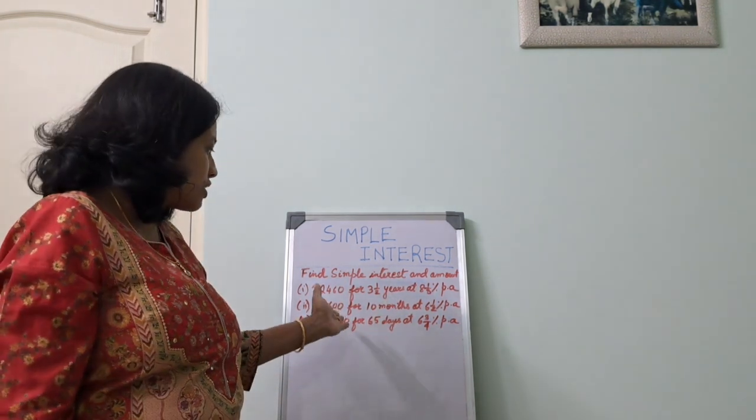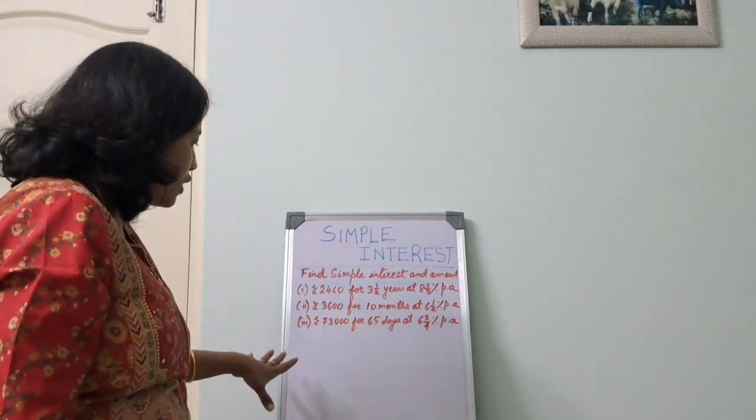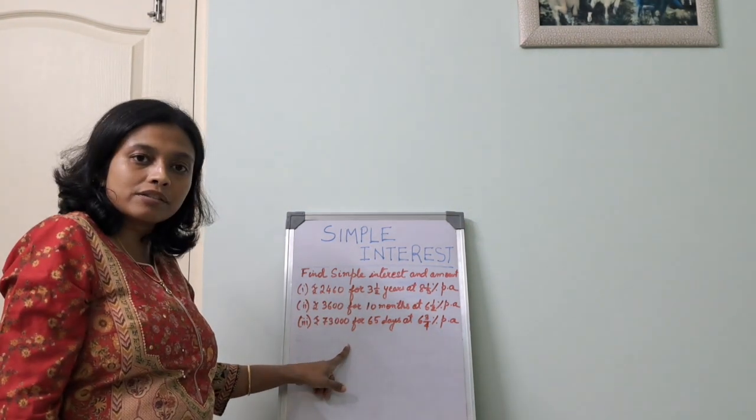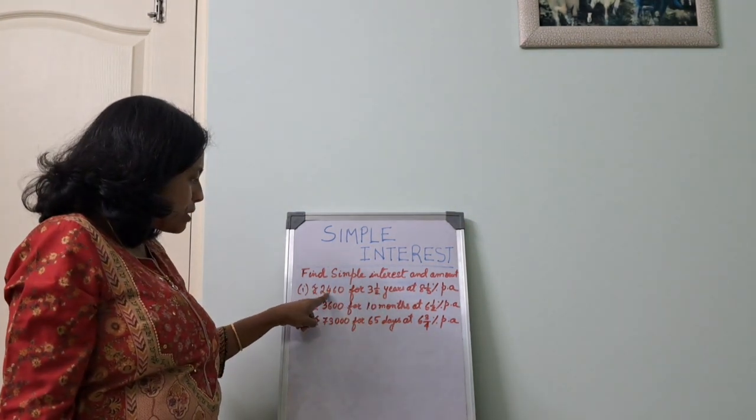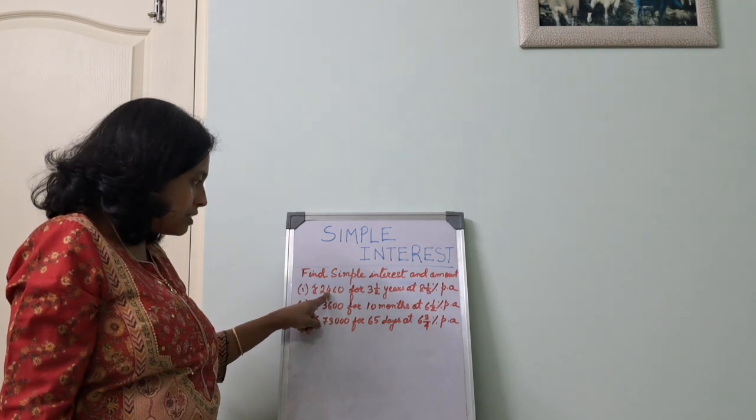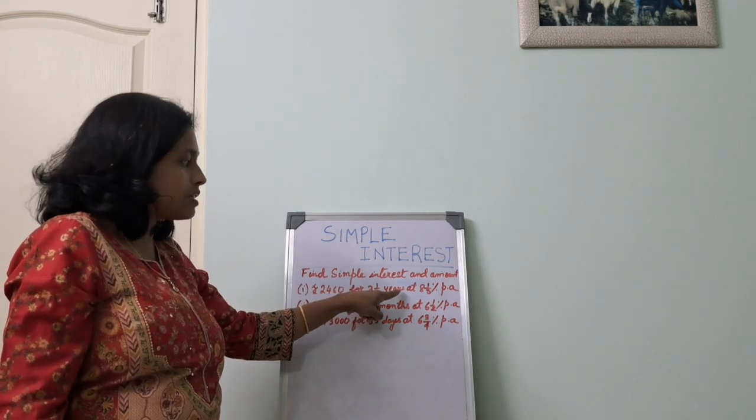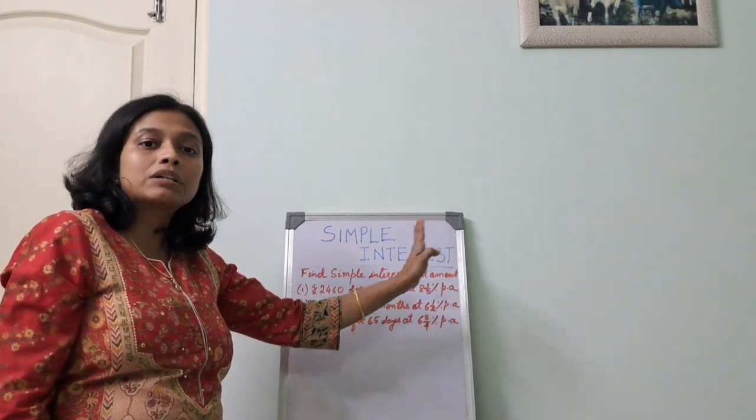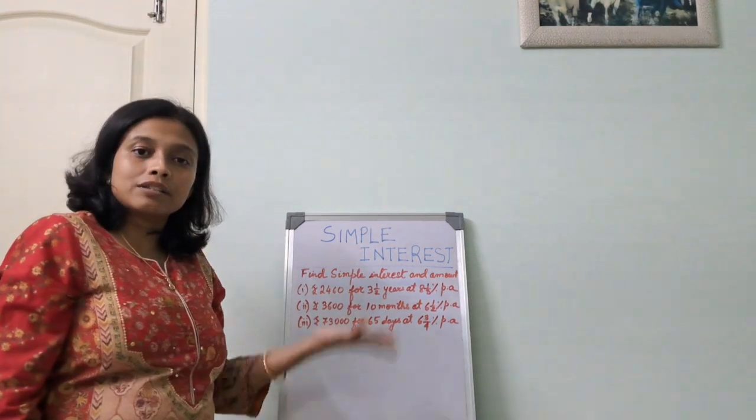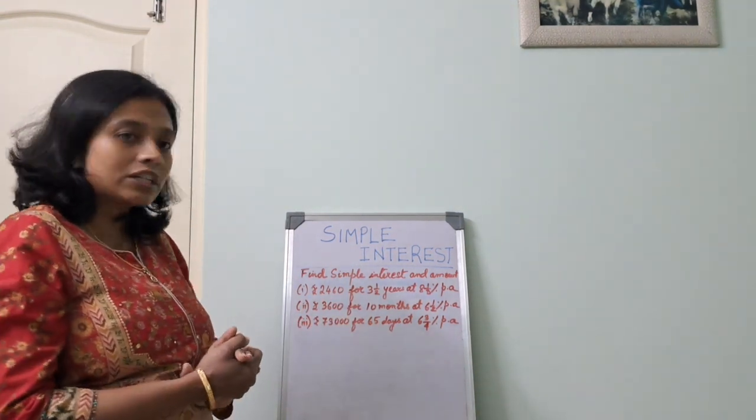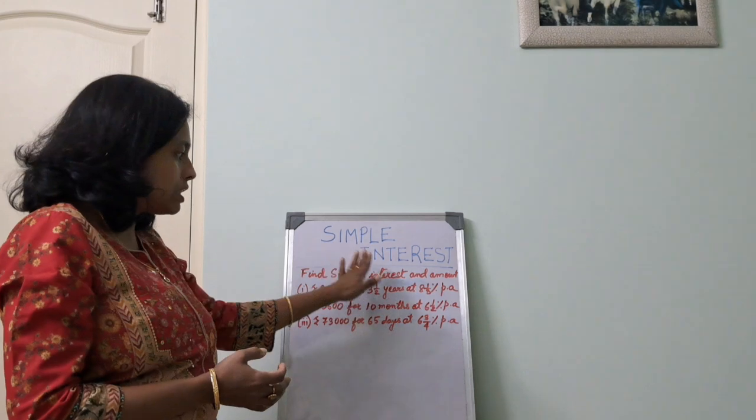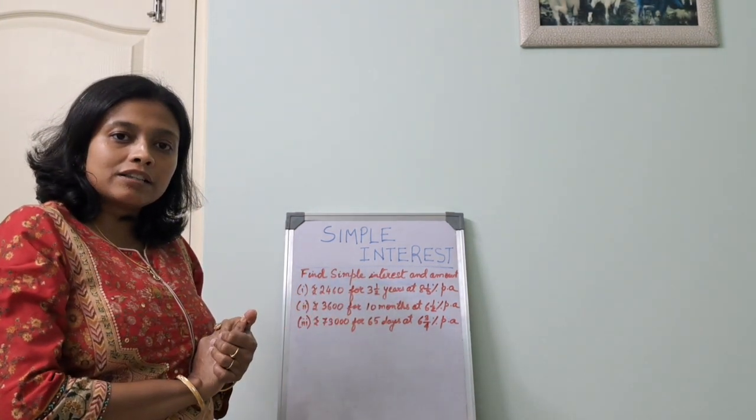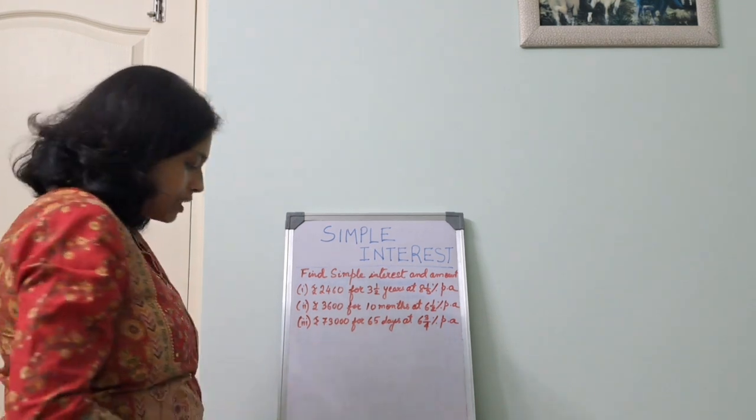Okay, so let's start with the first one. We have to find simple interest and amount for the following conditions. So the first one, rupees 2460 is the principal, 3.5 years is the time period, 8 1/3% P.A. means per annum. Okay, so let's start with which formula we'll use. We know the principal, rate and time. So we know PRT, so we can easily find the interest using the PRT formula.